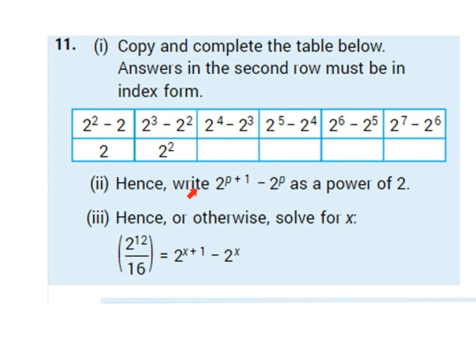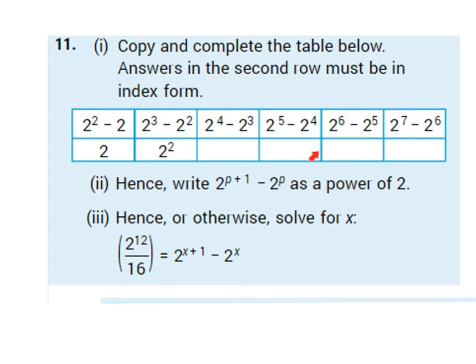Hence, write 2 to the power of p plus 1 minus 2 to the power of p as a power of 2. So hence means using what you've figured out in the previous question. So something here is going to help us to work this out. And then part 3, hence or otherwise, solve for x. 2 to the power of 12 over 16 is equal to 2 to the power of x plus 1 minus 2 to the power of x. So presumably what we've worked out in part 2 will help us with part 3.